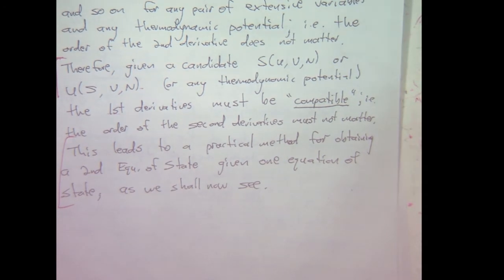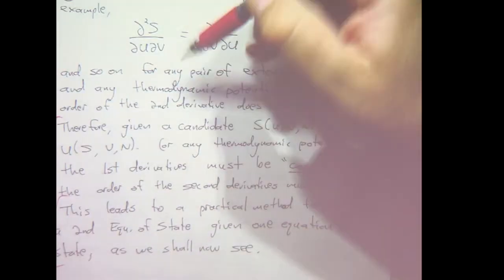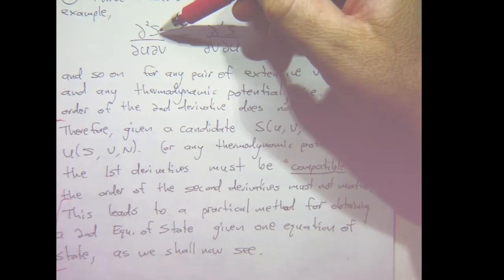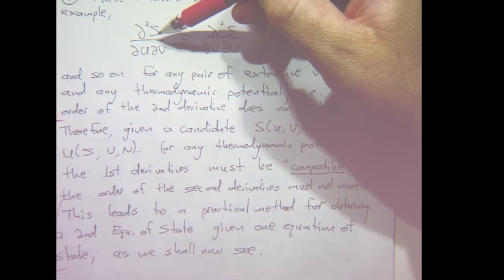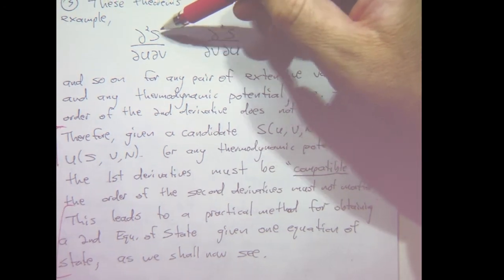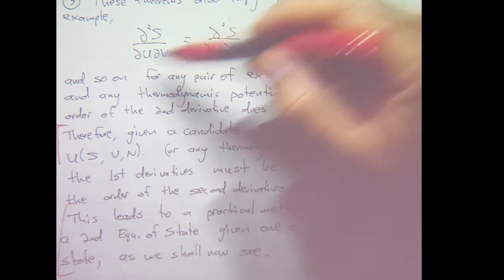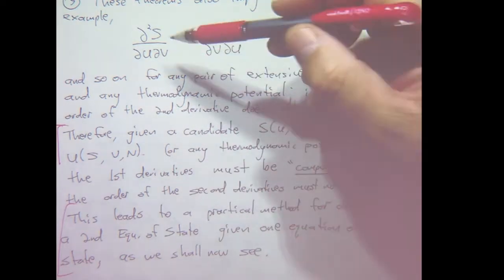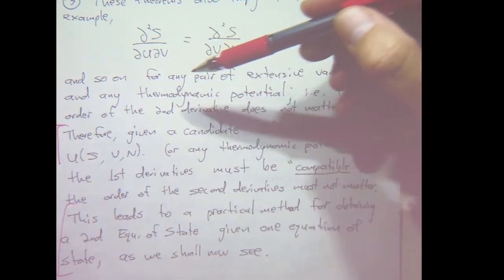Okay? Why must they be equal? The first derivative, because the equation of state is the first derivative of the fundamental relation. And the second derivative, the cross derivatives of the fundamental relation, must be equal. Okay. Yeah, that's what I'm saying.